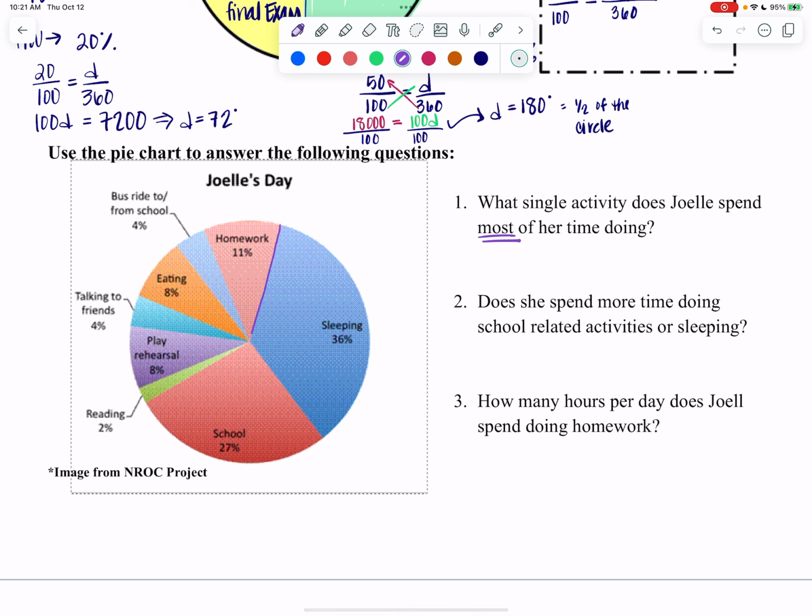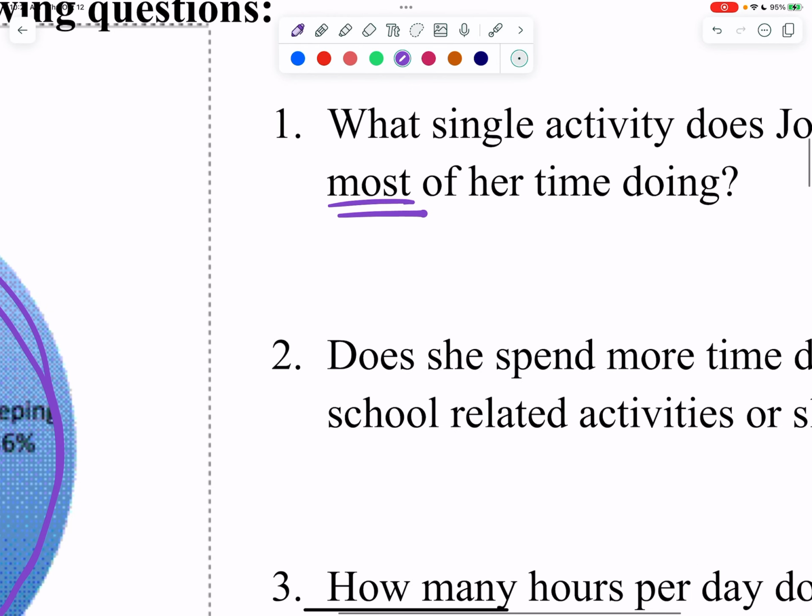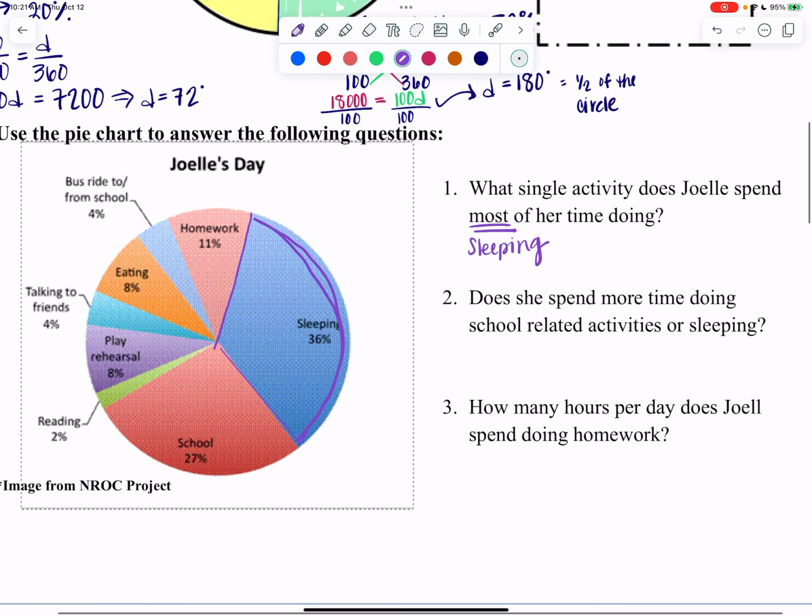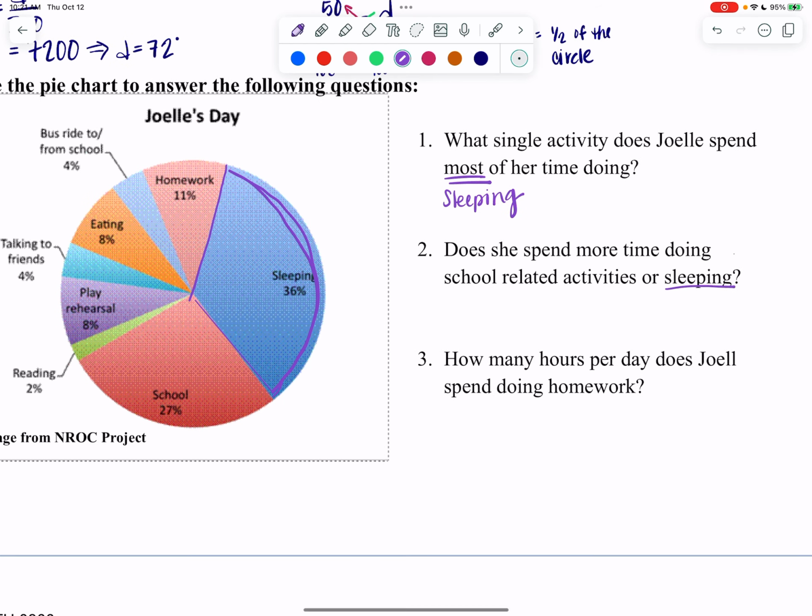And it looks like the biggest chunk of this circle graph comes from this 36% sleeping. So she spends 36% of her day, that's the largest chunk, sleeping. 2 says, does she spend more time doing school-related activities or sleeping? Well, we already know that sleeping was 36%. So we need to go find the school-related activities and add up their percentages to see which one is bigger.